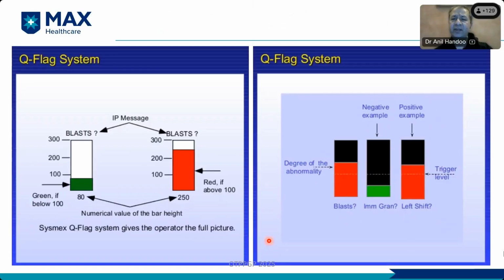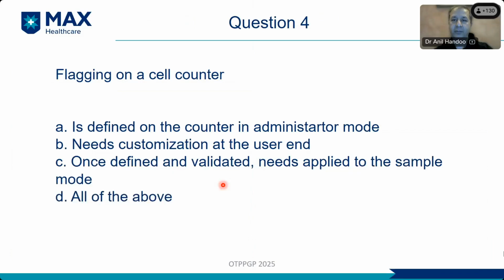So the Q flagging system, as I showed you previously, is the same picture actually. The Q flagging system in both of them is dependent upon you, and you need to define your thresholds for whatever you are trying to get a flag for.